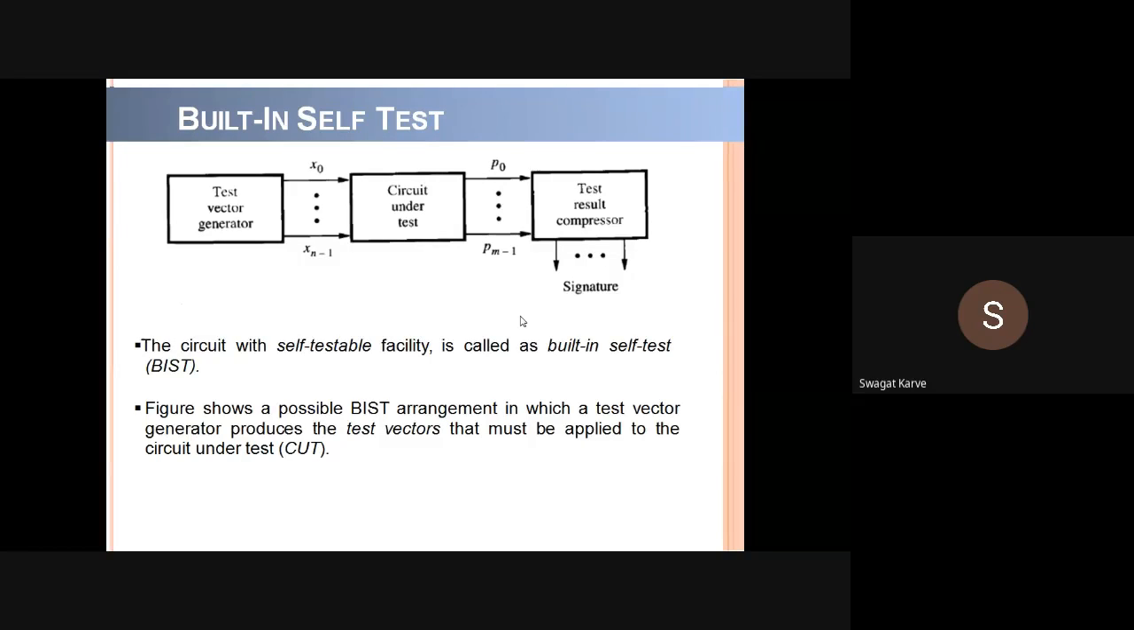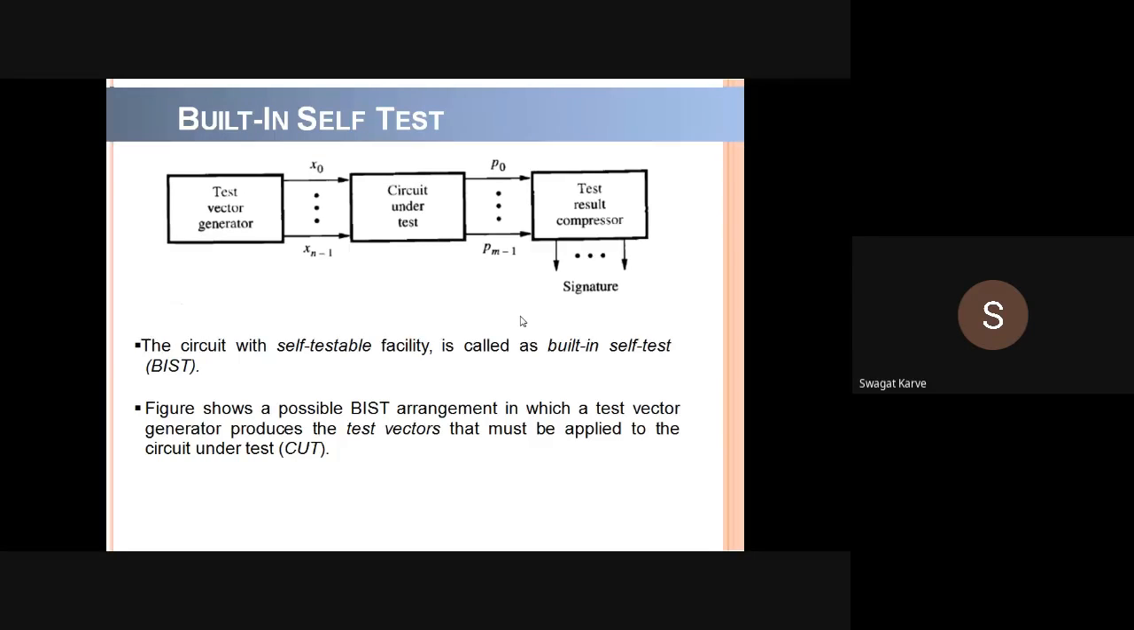That means whatever test results you are getting from that circuit, you have to compress them and it will generate a signature, and you have to analyze that signature. That signature is nothing but the fault detection. From that signature pattern, you can easily identify which fault is there in the circuit or whether it is flawless. From that signature analysis, you can decide whether there is a fault in the circuit or not. Okay, so this is the generalized block diagram of built-in self-test.